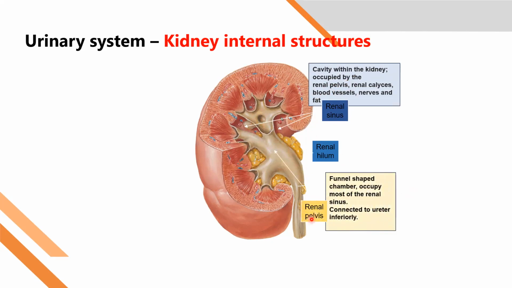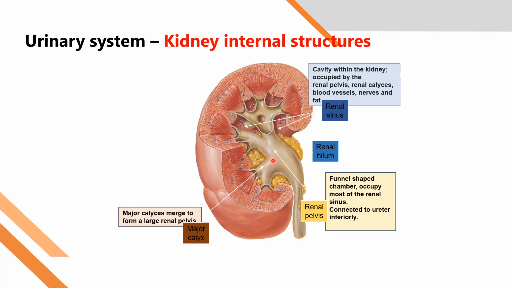Renal sinus. And then the renal pelvis. This is the renal pelvis, the funnel-shaped chamber that occupies most of the renal sinus, connected to the ureter inferiorly. So the renal pelvis is connected to the ureter inferiorly. Okay, and then there are the major calyces, 1, 2, 3 major calyces.